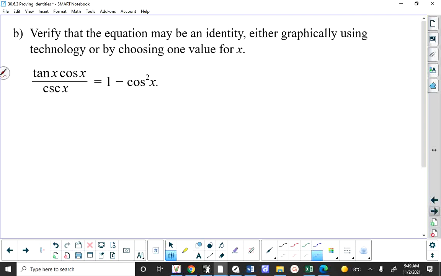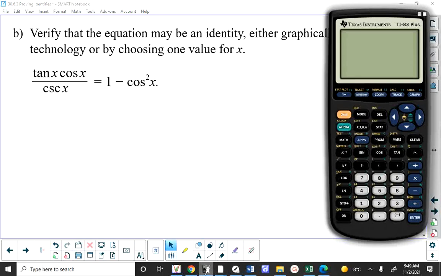All right, so now what we want to do is verify that this might be an identity either graphically or by choosing one value of x. Well, let's just do graphically. Let's enter into our graphing calculator, and I would like you to follow along with me. Let's enter 1 minus cosine of x quantity squared first. I want this one to be y1.